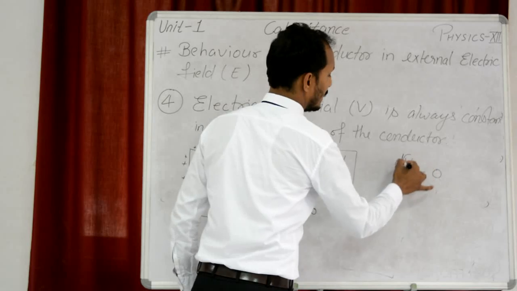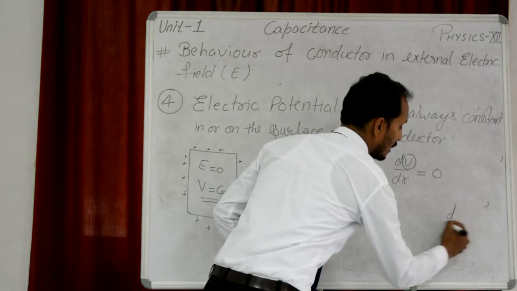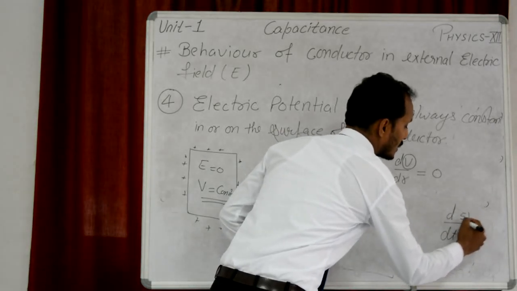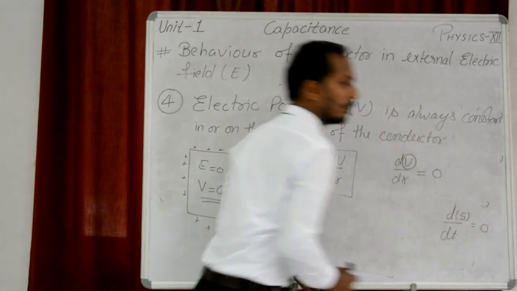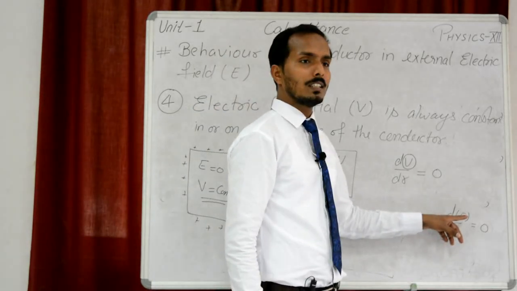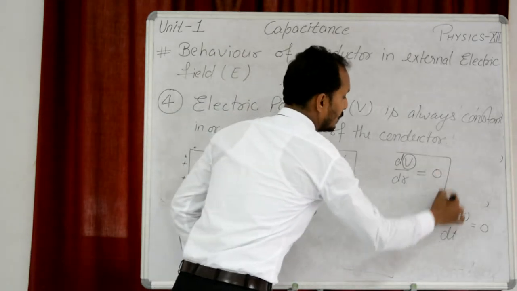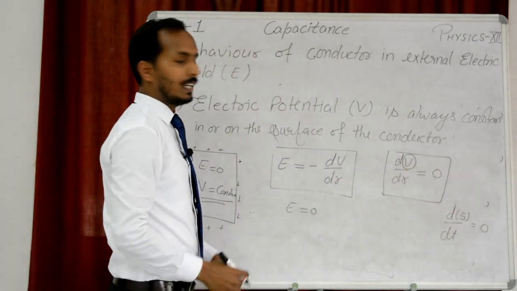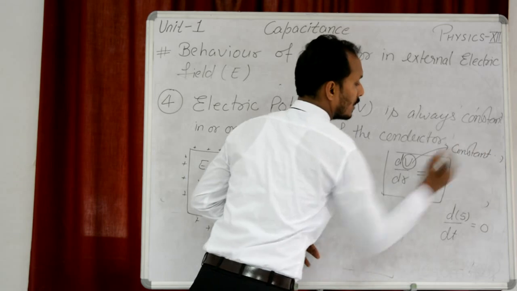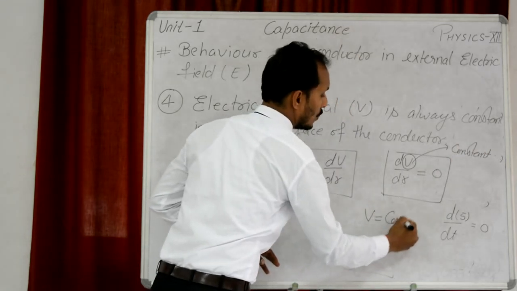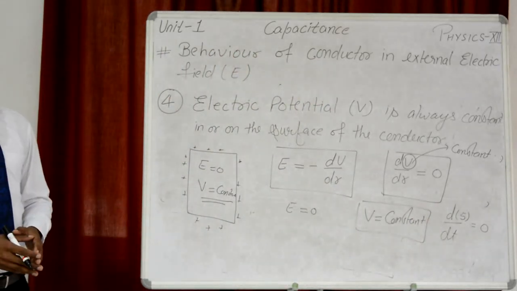What is this? This is the differentiation. You tell me, what is the differentiation of 5 with respect to time? It is 0, because the differentiation of any constant is 0. So if dV by dr is equal to 0, it means this V should be a constant. So you can say that V is constant inside or on the surface of a conductor.